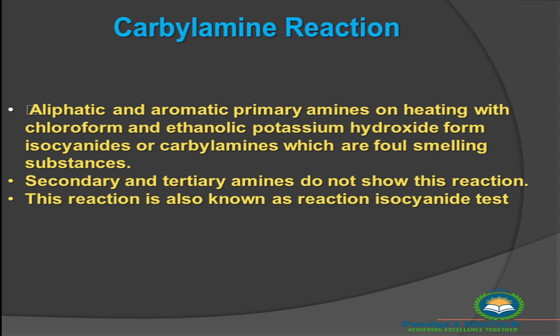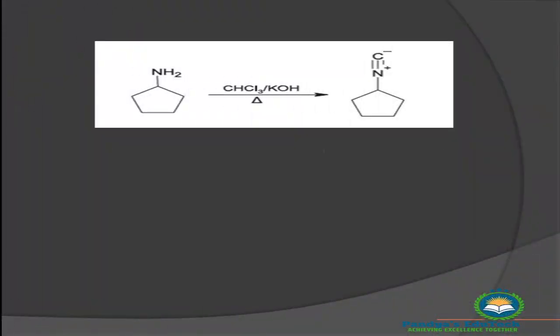This reaction is also known as the isocyanide test, and it is also known as the primary amine test, as only primary amines show this reaction. As you can see, the NH2 group, that is the amine group, is being replaced by NC, that is the isocyanide group, while reacting with CHCl3 and KOH, that is chloroform with ethanolic potassium hydroxide, and heat.